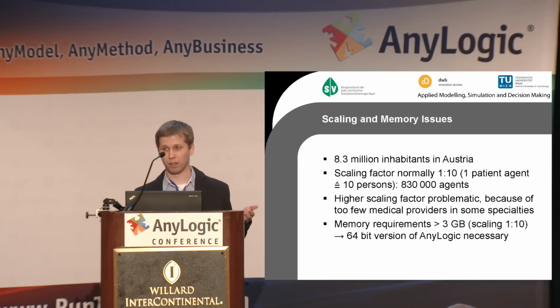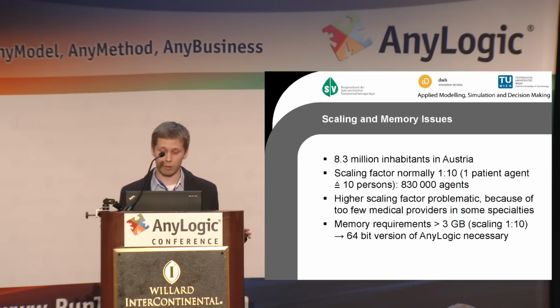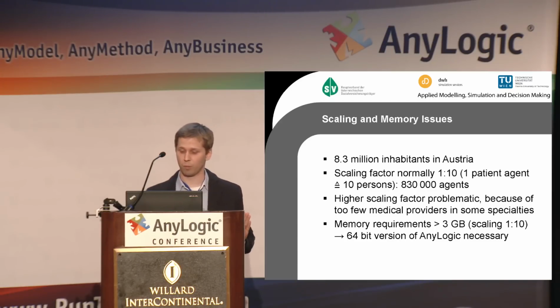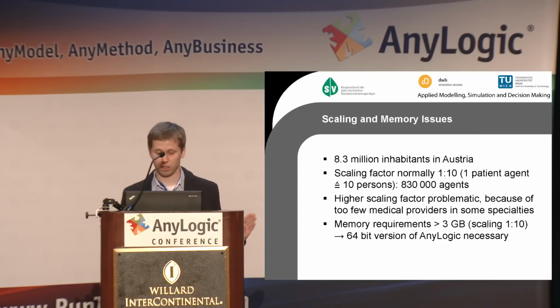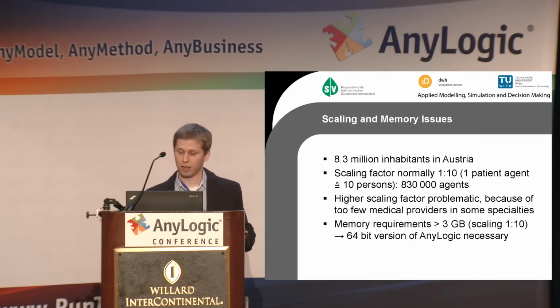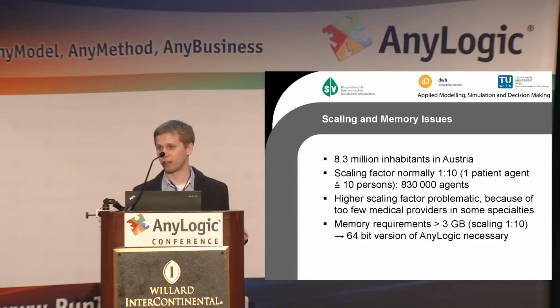So we had a lot of agents in this model. Austria has about 8.3 million inhabitants. We used a scaling factor of 1 to 10, so that we have 800,000 agents. A higher scaling factor where we would have fewer patients would have been problematic because there are medical specialties where there are not so many providers, and if you scale everything in the model, then you would end up with too few providers in a few specialties.